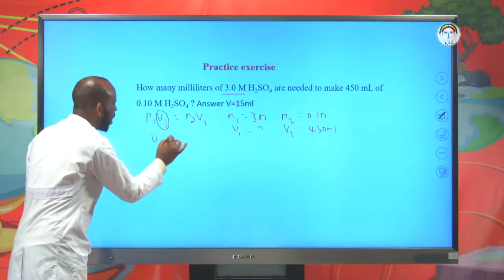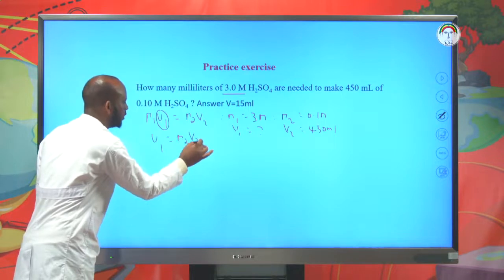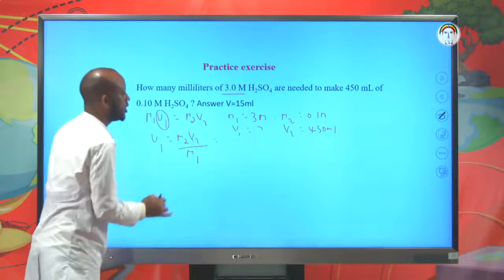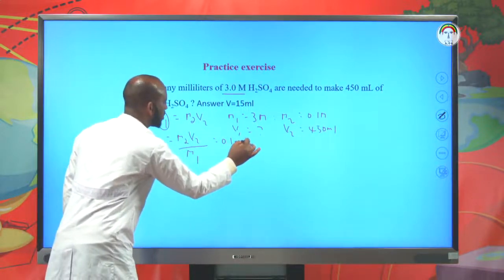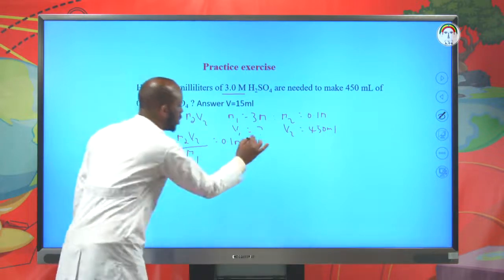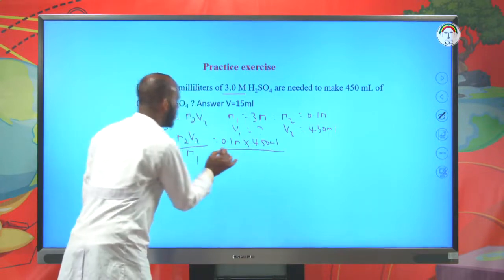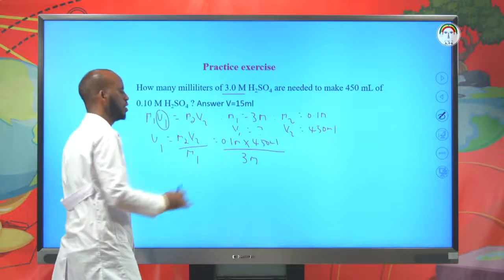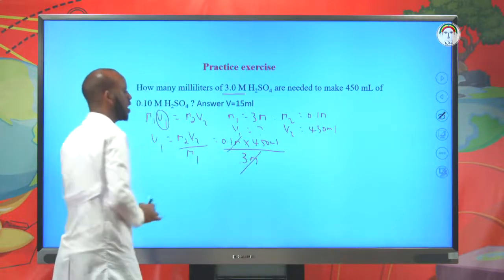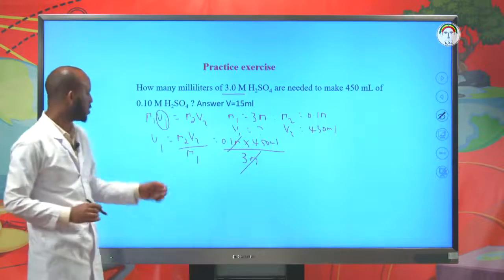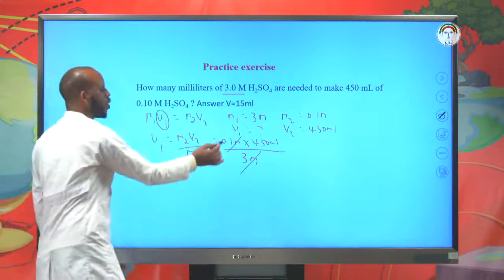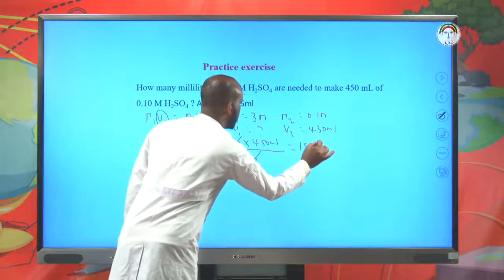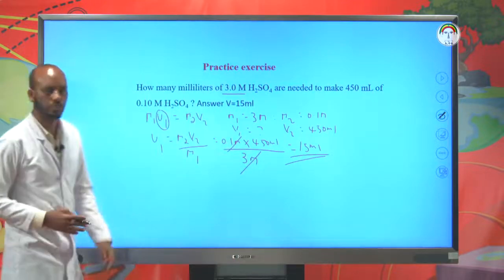Therefore, V1 equals molarity 2 times V2 divided by initial molarity. Molarity 2 is 0.1 molar times V2, 450 milliliter, divided by initial concentration, 3 molar. Molar will be cancelled by molar. We are left with milliliter, which is the unit of volume. Therefore, 0.1 times 450 divided by 3 is 15 milliliter. This is the initial volume of the solution.